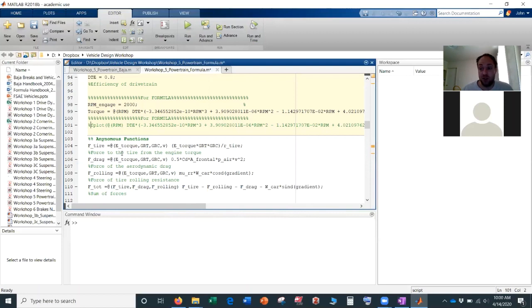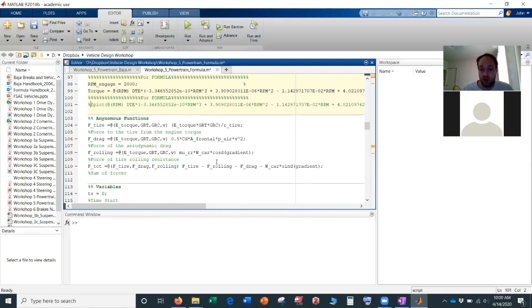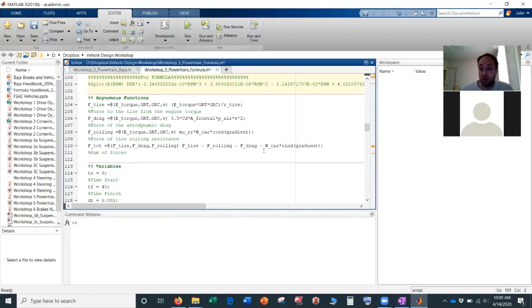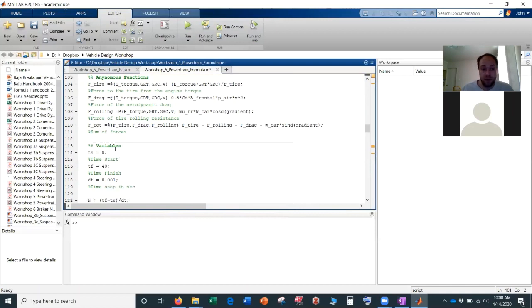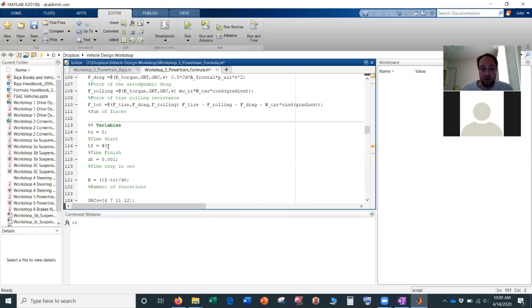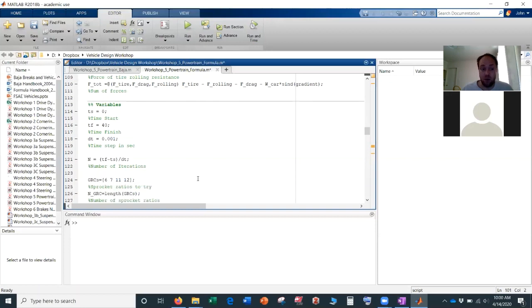Here we just have some functions for calculating the force on the tire, which you can see again, it's just the torque times the whole gear ratio divided by the radius of the tire, the drag force, right? The rolling resistance force, and then we put all those together with the gradient. Here we say we're going to look at accelerating for 40 seconds. And then here's the different gear ratios of the sprockets that we're going to try.